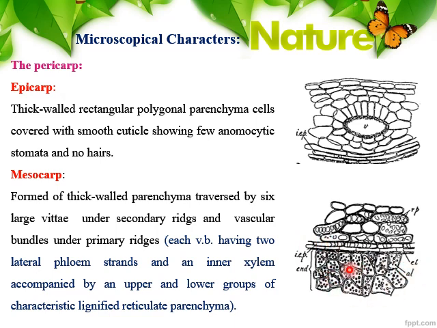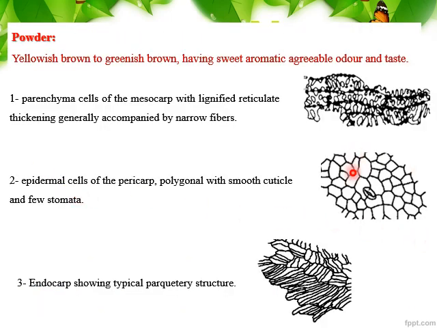Then the structure of the seed with endosperm filled with aleurone grain and oil droplets. And presence of the epidermal cells of the epicarp, polygonal, with anomocytic stomata, covered with smooth cuticle. Endocarp cells showing typical parquetry structure. The typical parquetry structure, each group of cells have different orientation from the surrounding groups.